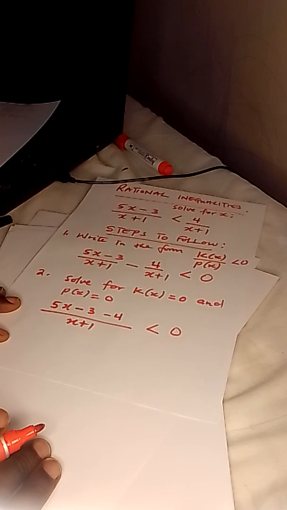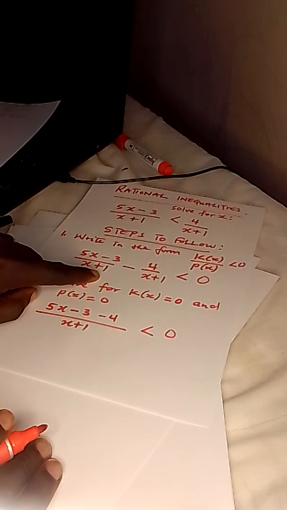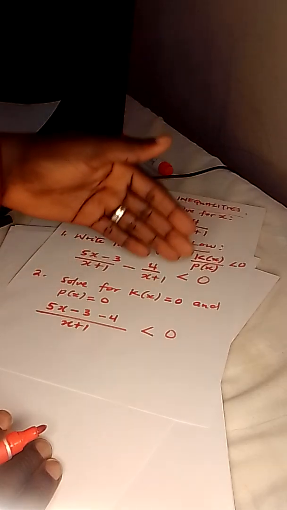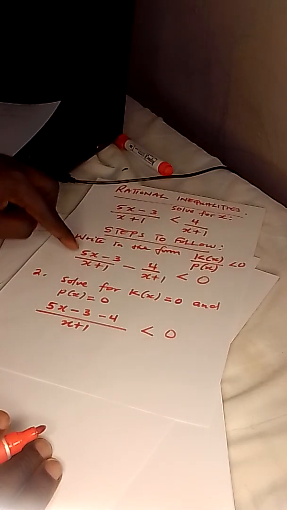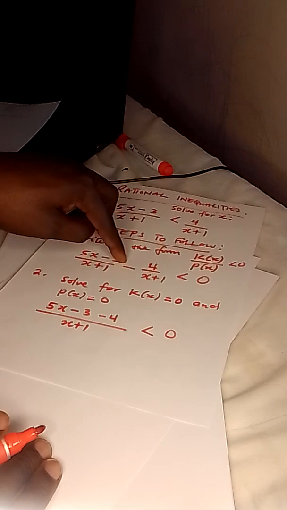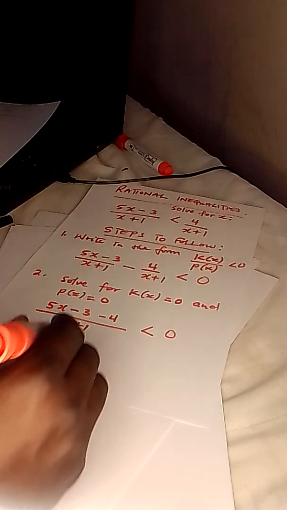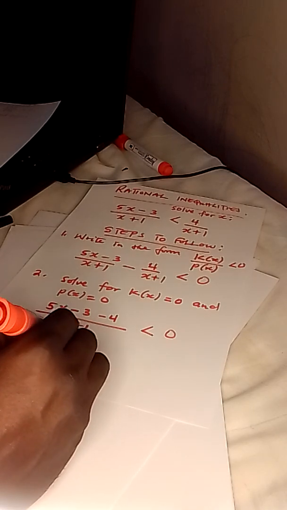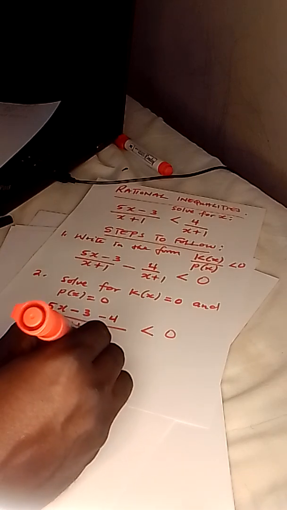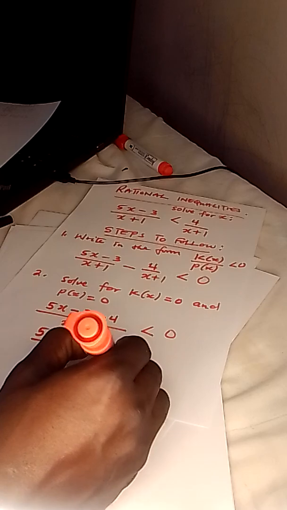I hope you understand that. Because it's a common denominator, x plus 1, and also x plus 1 this side, it means you just pick one of them, it is the same thing. And then you write your 5x minus 3 minus this 4, which is on the numerator. You put it together. Now you will be left, when you are calculating, you will be getting something like 5x minus 7 over x plus 1 is less than 0.